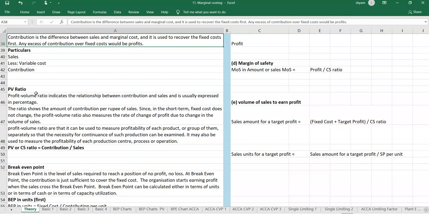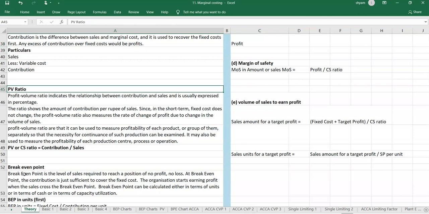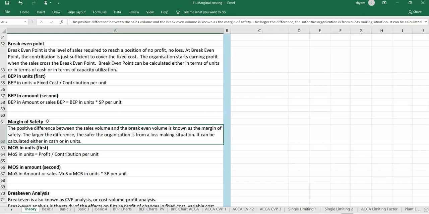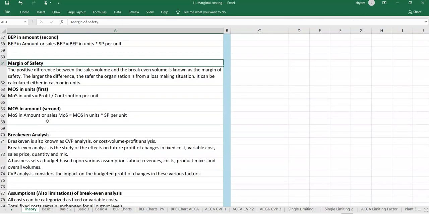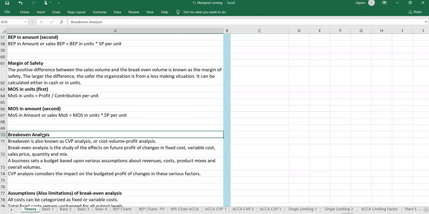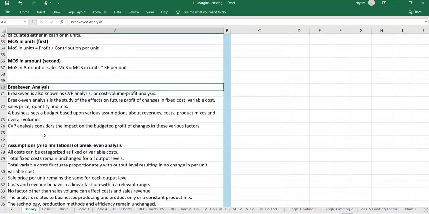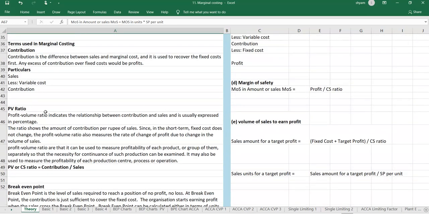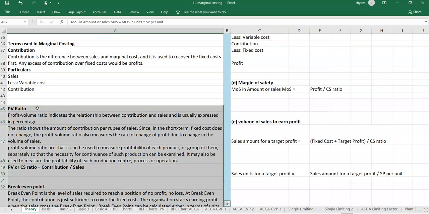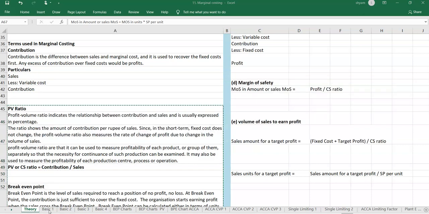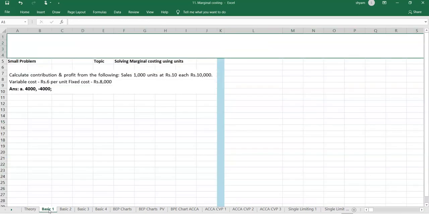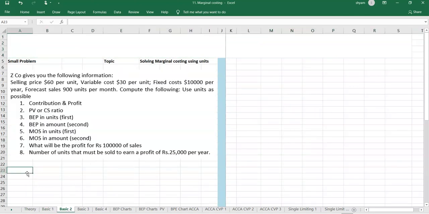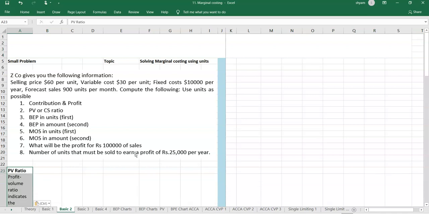We have some more items: PV ratio, break even point, and margin of safety. There's also break even analysis. Rather than looking at them now, we will do a problem and we'll understand. When we do a problem, we'll take this theory. For now, what we'll simply do is copy all these items and paste them into the problem. While we do a problem, we'll get the idea as to how to work it out. So we'll have the theory worked here.